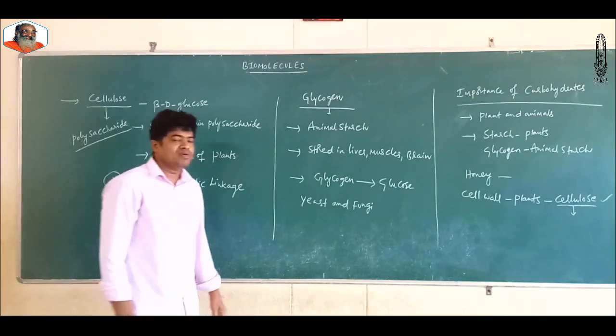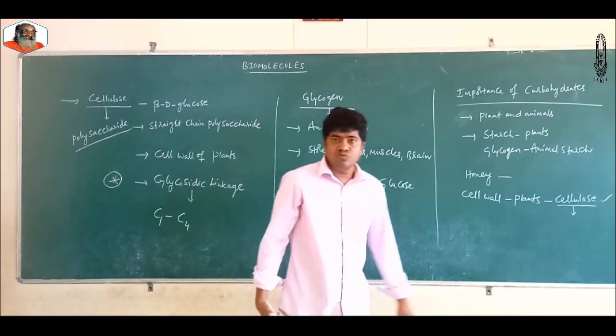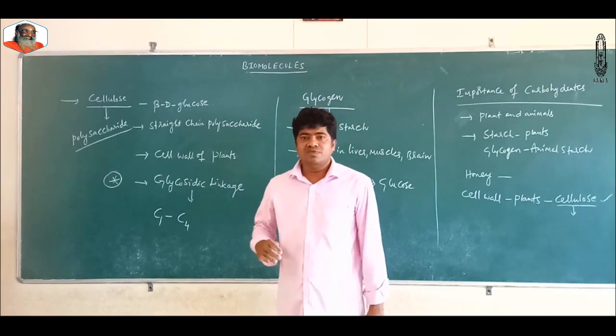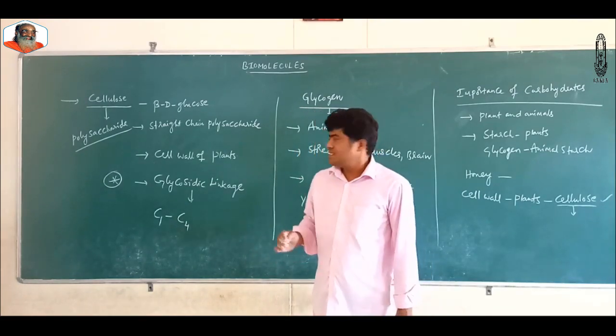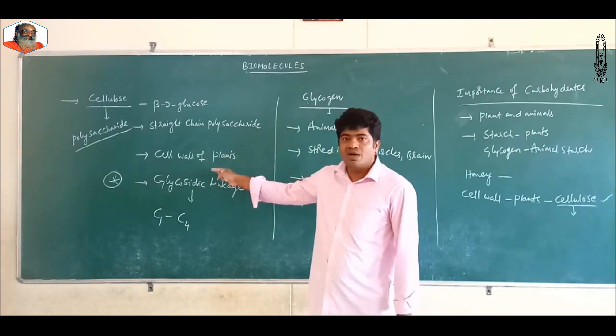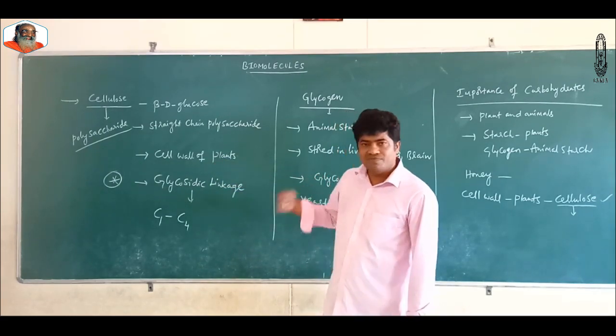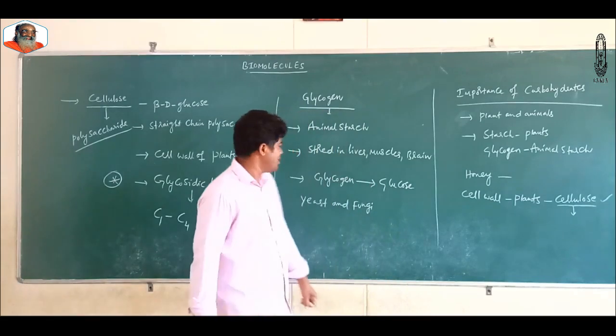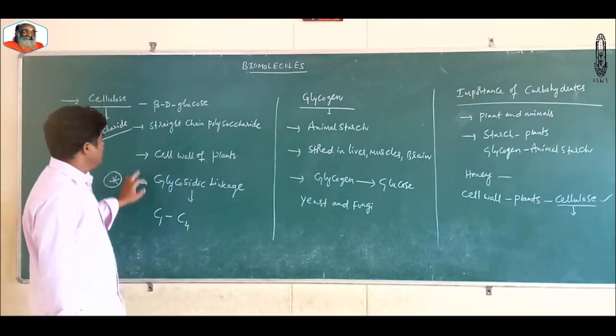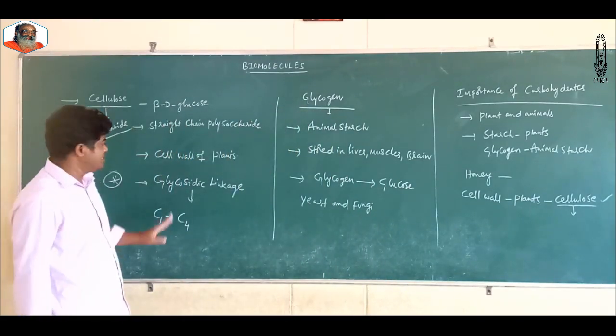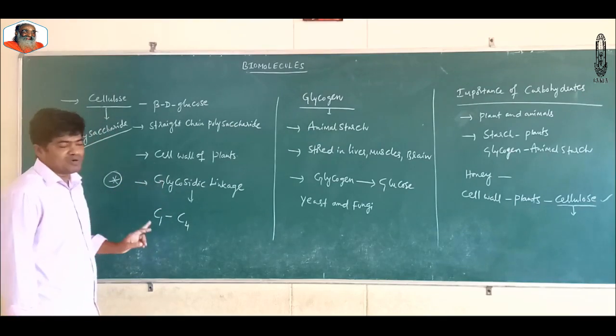That's why you can't break wood, we have to cut it with an axe, because the cell wall of plants is very hard. We cannot digest cellulose, and it is a straight chain polysaccharide. Here the glycosidic linkage is very important.